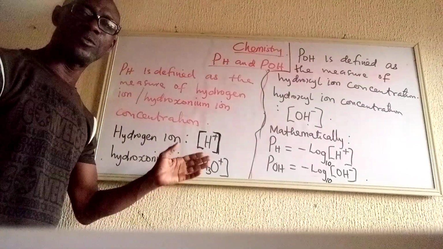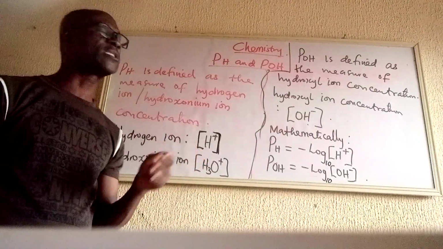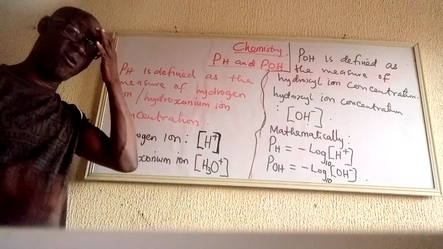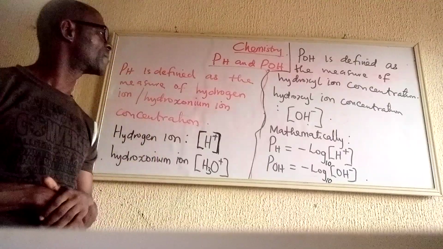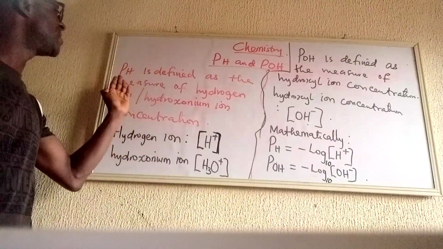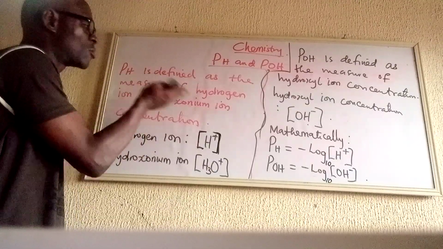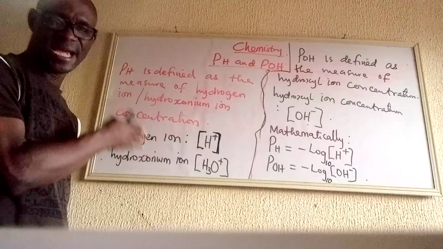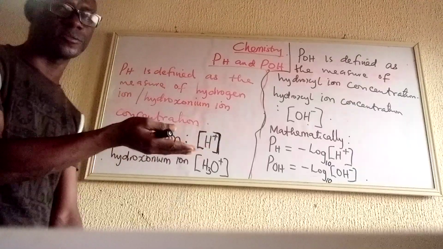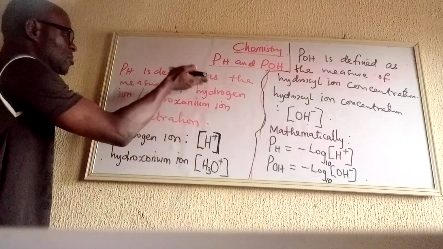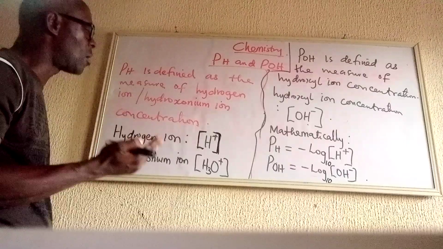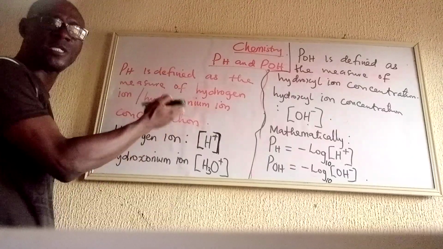Today we want to have a look at pH and pOH of a solution. The definition of pH is the measure of hydrogen ion concentration or hydroxyl ion concentration. That means you can use hydrogen ion concentration or you use hydroxyl ion concentration.